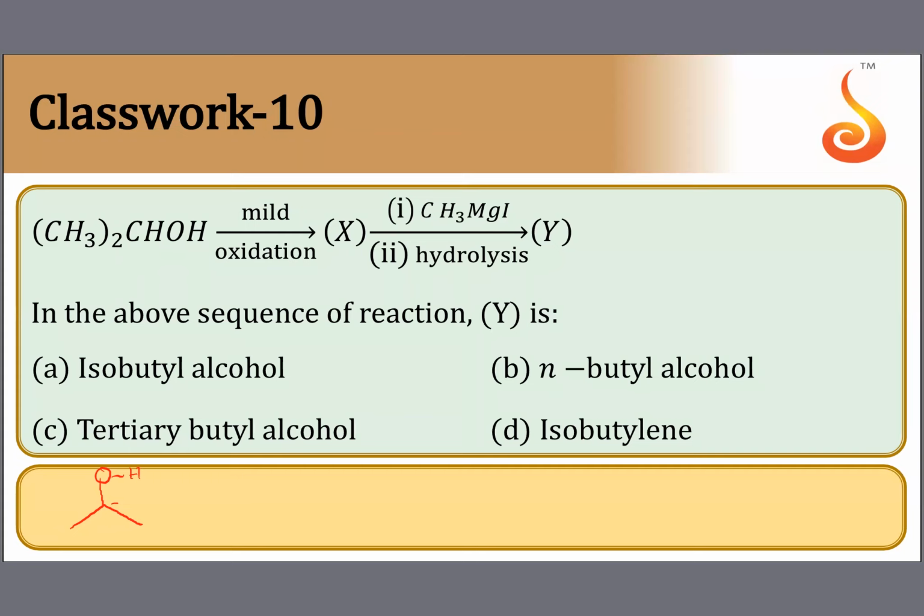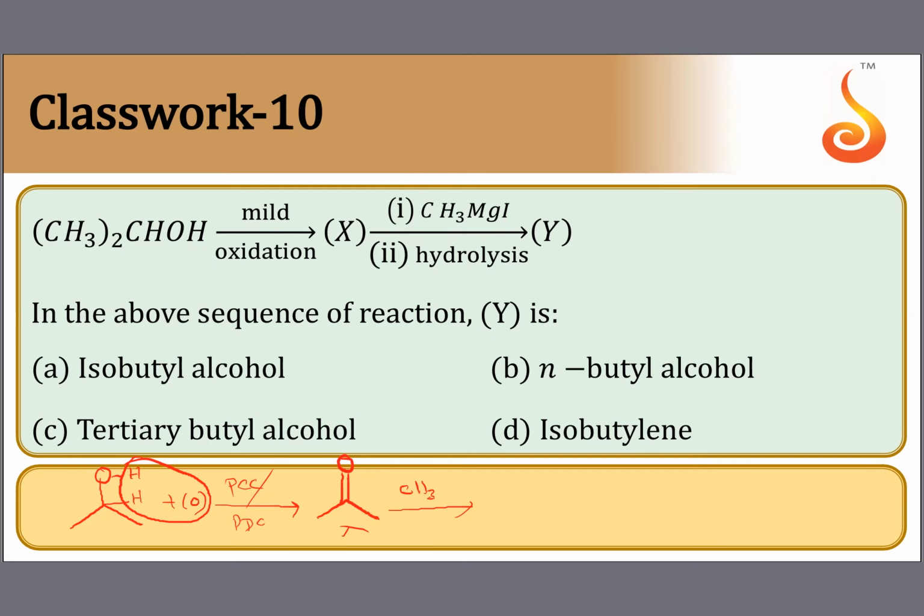On mild oxidation, what happens? Mild oxidizing agents like PCC, PDC must be used. These two hydrogens get combined with oxygen, forming H2O. So isopropyl alcohol loses two hydrogens, undergoing oxidation to give acetone. Acetone is X, on reaction with methyl magnesium iodide.